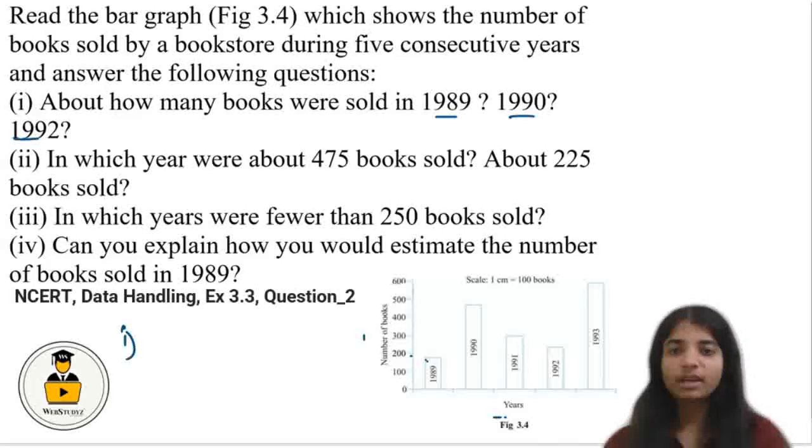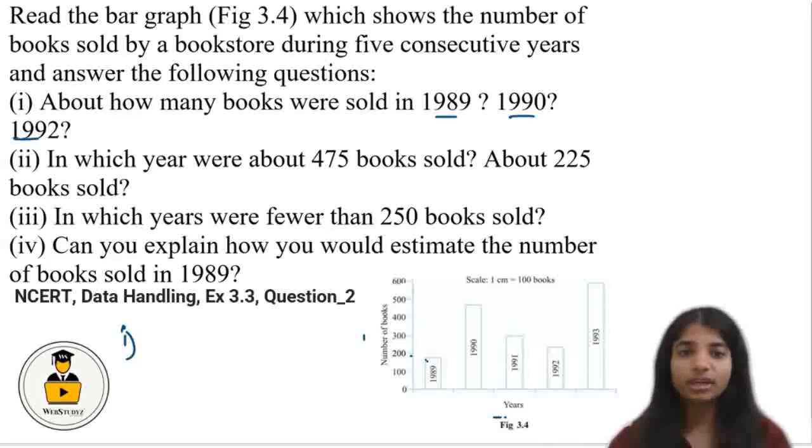In the part 1, we have to find out about how many books were sold in 1989, 1990 and 1992. So let's discuss this. We can easily answer this question by using the values in the bar graph. So here, look here, in the year 1989, there are 180 books which are sold. So we can say that the books sold in year 1989 is equal to 180.